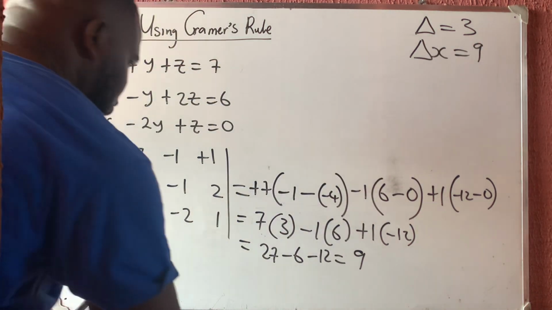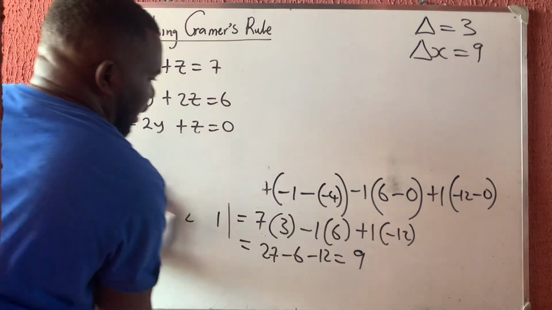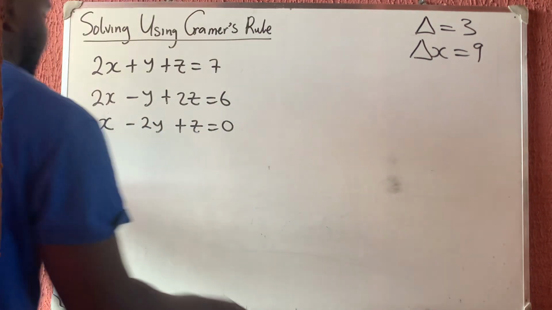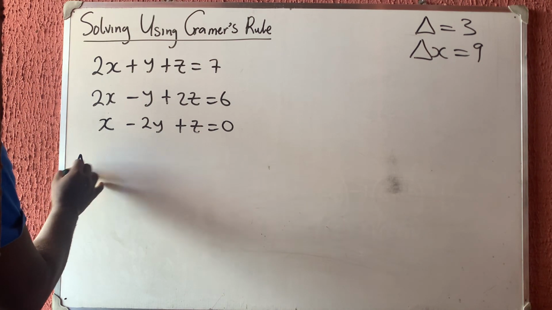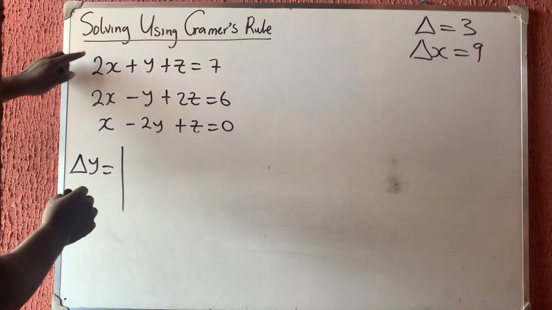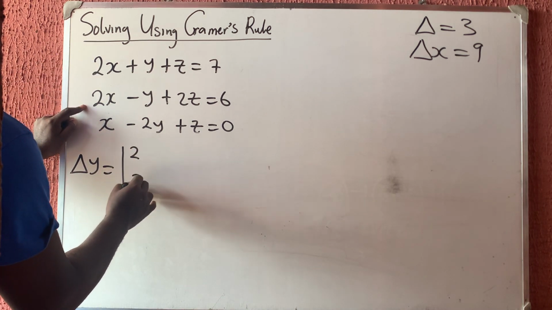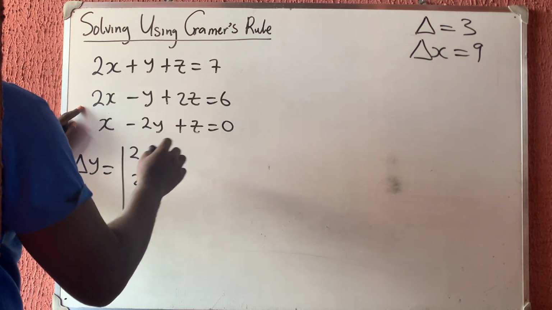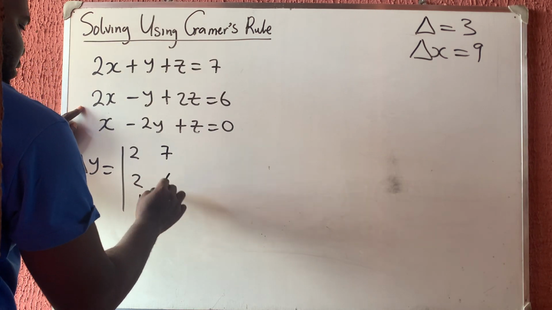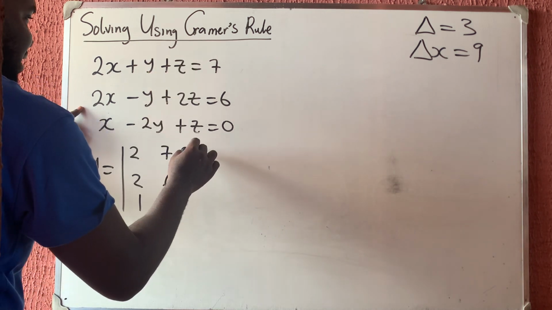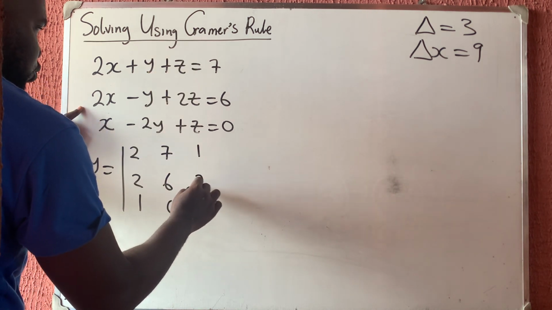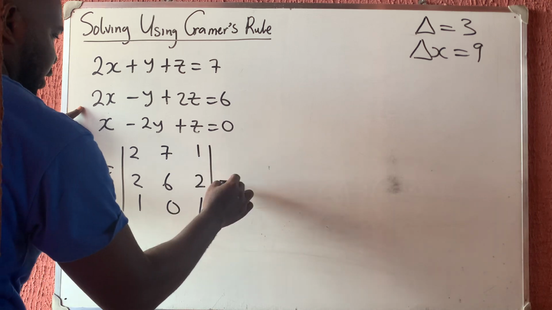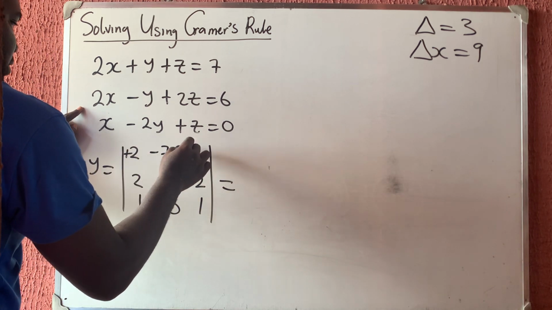So let's quickly go to change in y. That is change in y. That's the meaning. So the side of x should remain, which is 2, 2, 1. But instead of writing the side of y, I will change it using this side. So it's going to be 7, 6, and 0. Then my z remains the same, 1, 2, and 1. Okay, we'll go again. We say plus, minus, and plus.